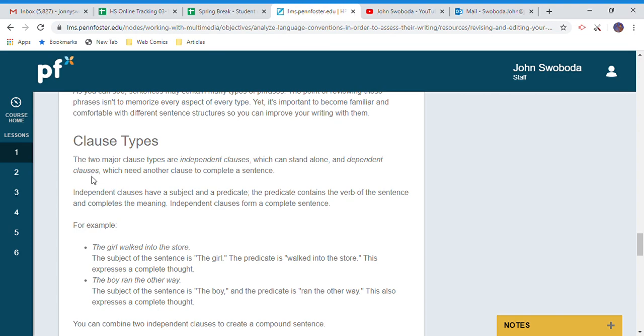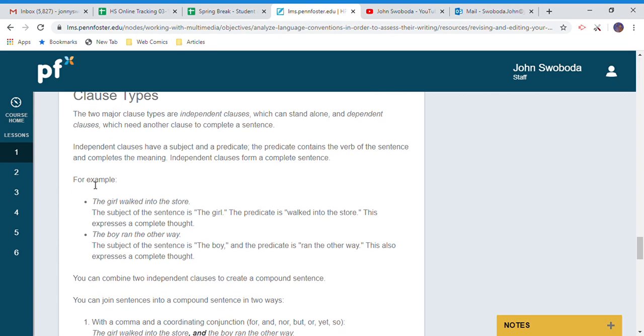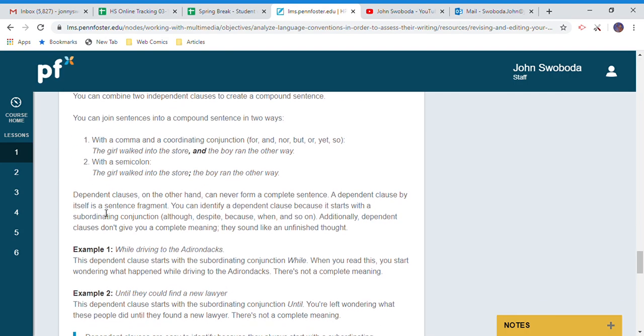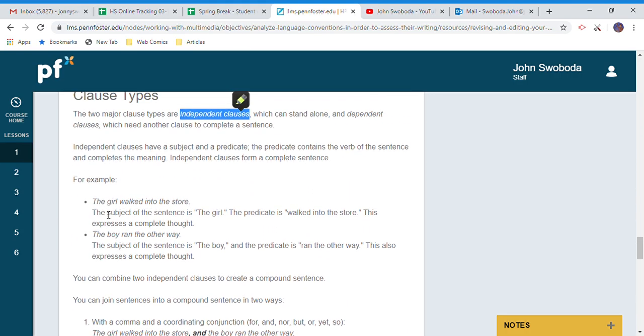Okay, clause types, independent and dependent clauses. An independent clause works on its own as a thought. It's independent of all the other elements of the sentence, and if you took it out, it would still make sense. A dependent clause is the opposite of it. It requires some information from the sentence to make sense.